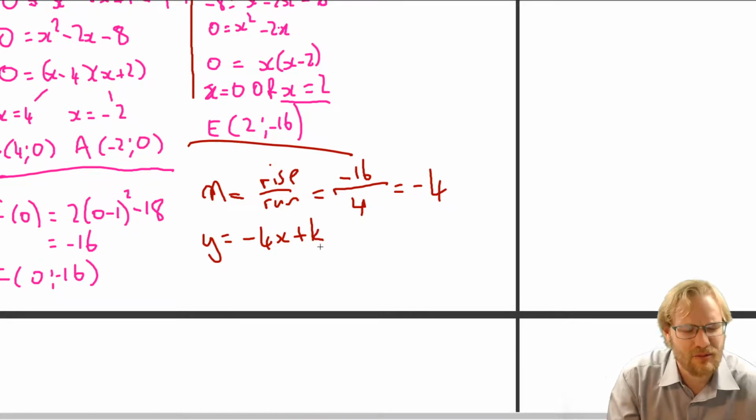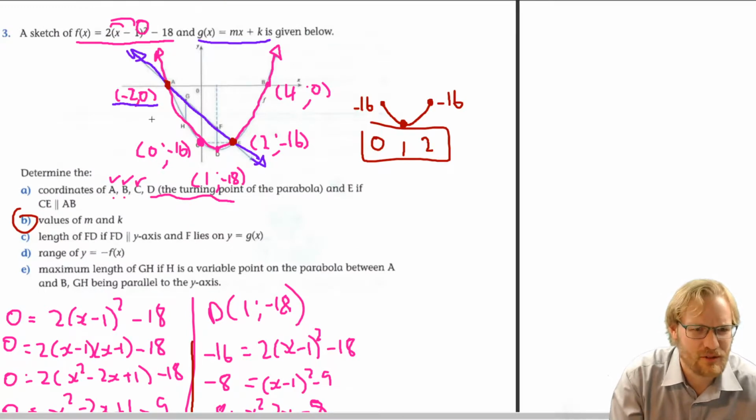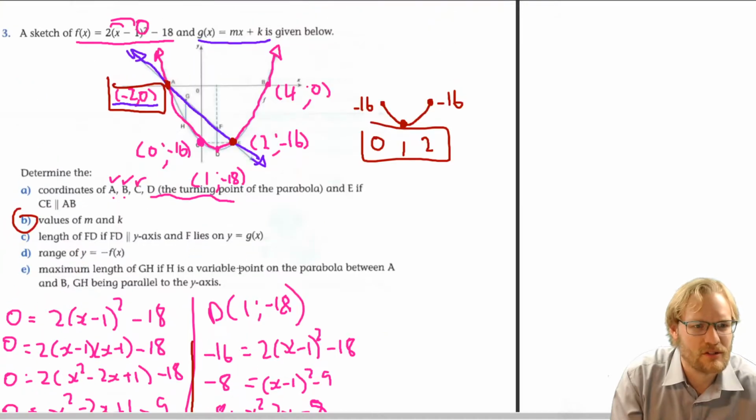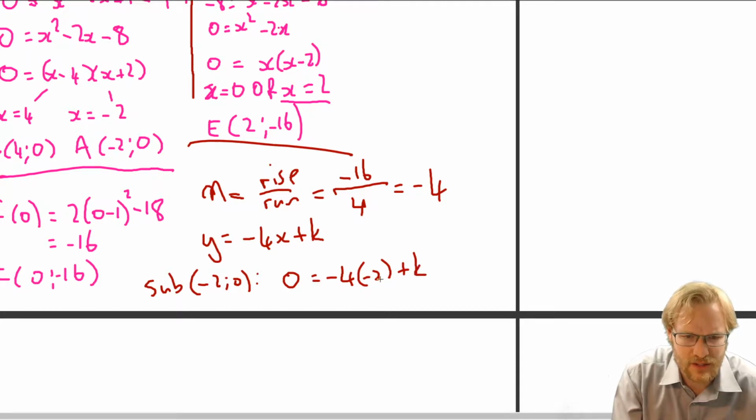How do we work out k? Well, we seem to do this quite often when we're trying to find the equations of our functions. We just sub in one of the points, and you can choose either of these 2 points. I'm going to choose this point here. Just feels a bit easier. There's a 0. Maybe that'll make life easy. So we sub in the point minus 2, 0. So we've got 0 equals minus 4 times negative 2, plus k. So this is 8. So negative 8 equals k.